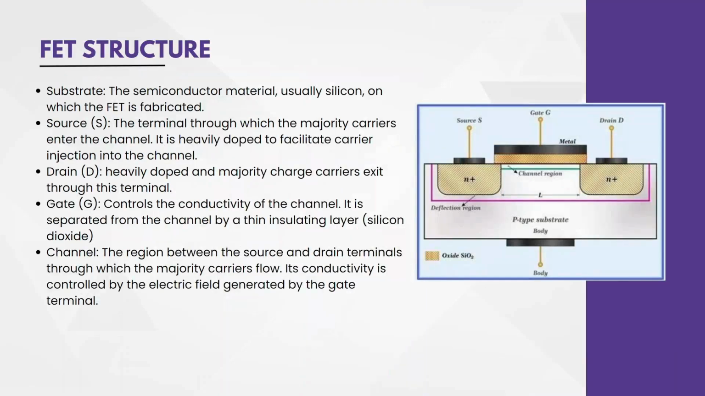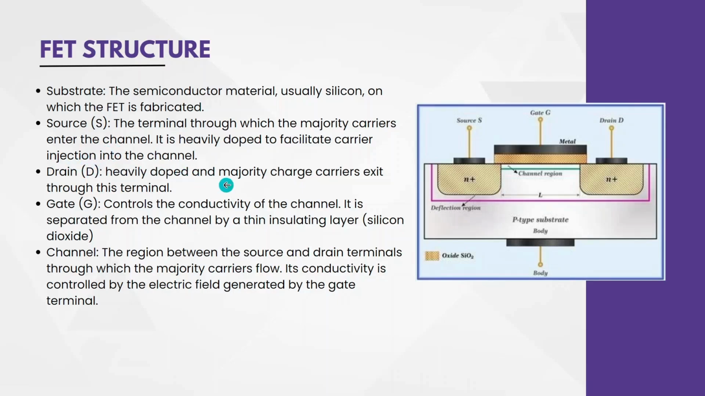Moving on to FET. FET also has three main layers, that is the source, drain, and gate. Now, all these three layers are fabricated on a semiconductor material, which is called a substrate. So a substrate is a semiconductor material on which the FET is fabricated. Source is somewhat relatable to the emitter, which means through this terminal, the majority charge carriers will enter the channel. Again, this is heavily doped because it is the source, which means it needs to emit more charge carriers.